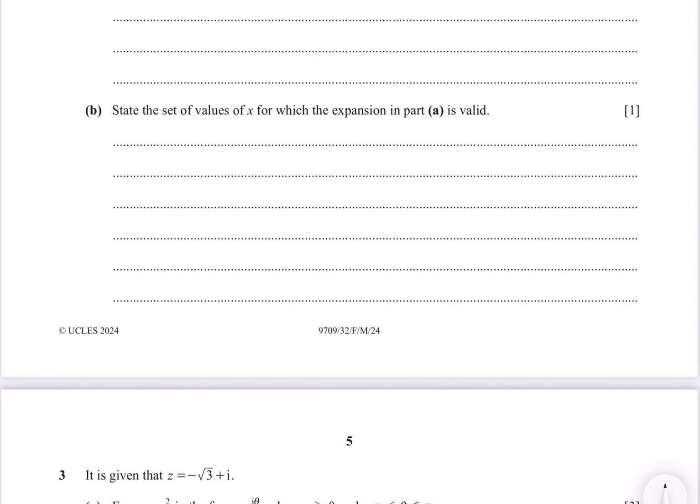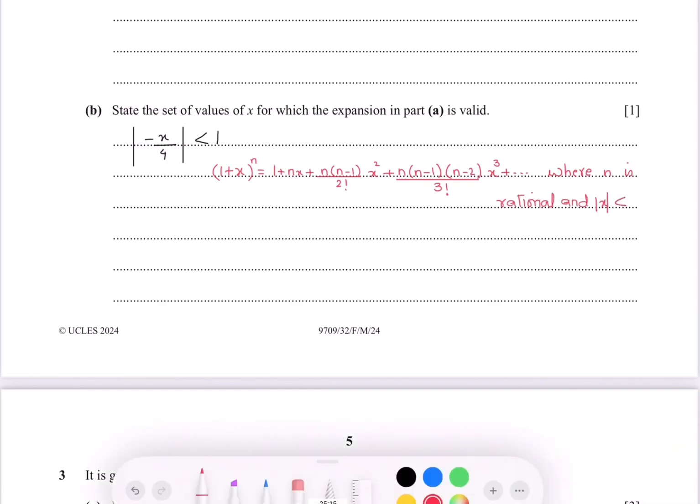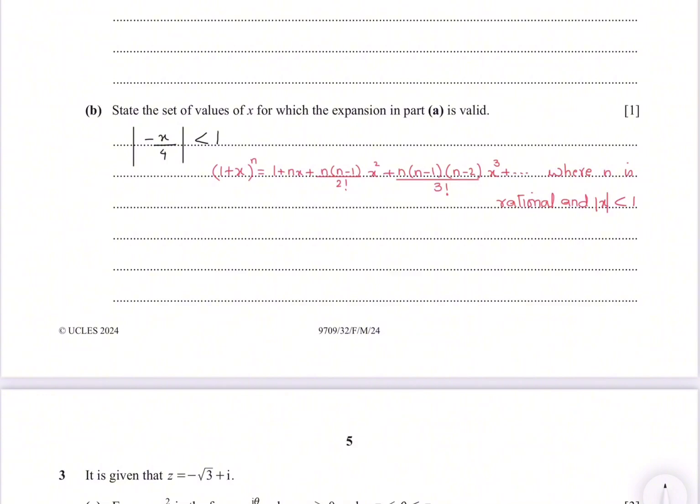Part B says state the set of values of x for which the expansion in part A is valid. So this is also given in your formula sheet. So pick minus x over 4 modulus which is less than 1. Write it less than 1. Why? Because let me write it for you here, which is already written in your formula sheet. This expression where n is rational and x modulus is less than 1. So minus x over 4 modulus should be less than 1. Now simplify it from here.